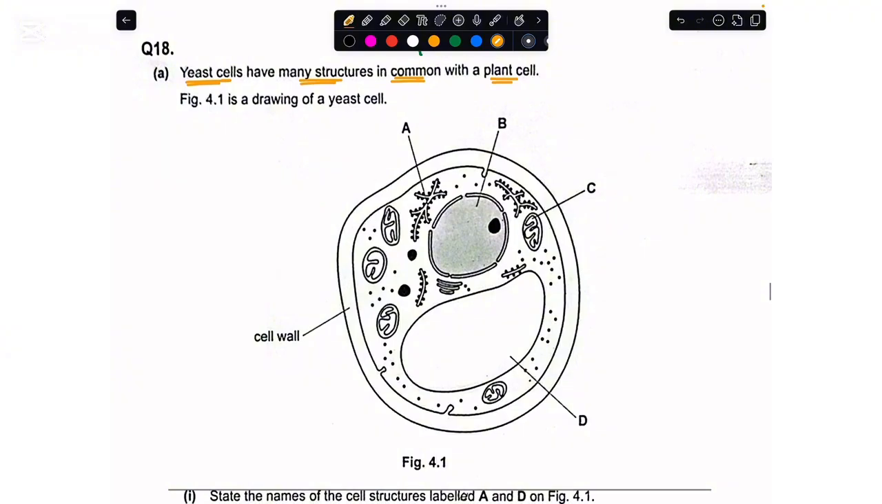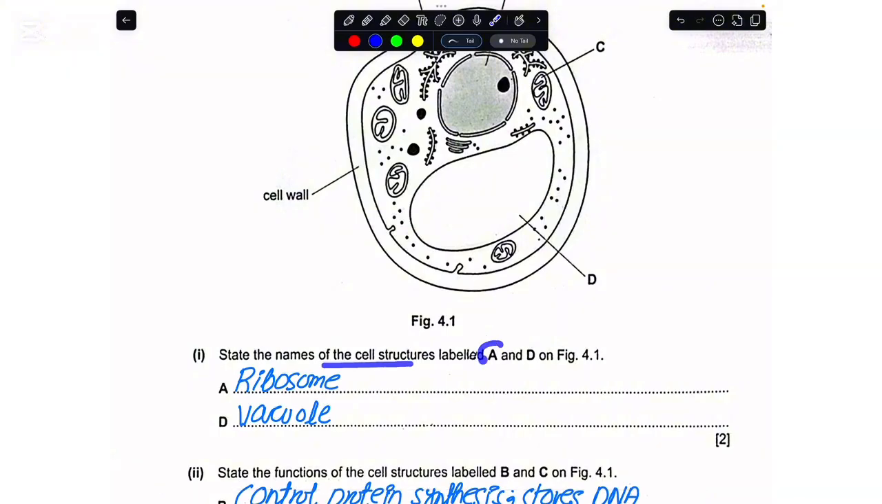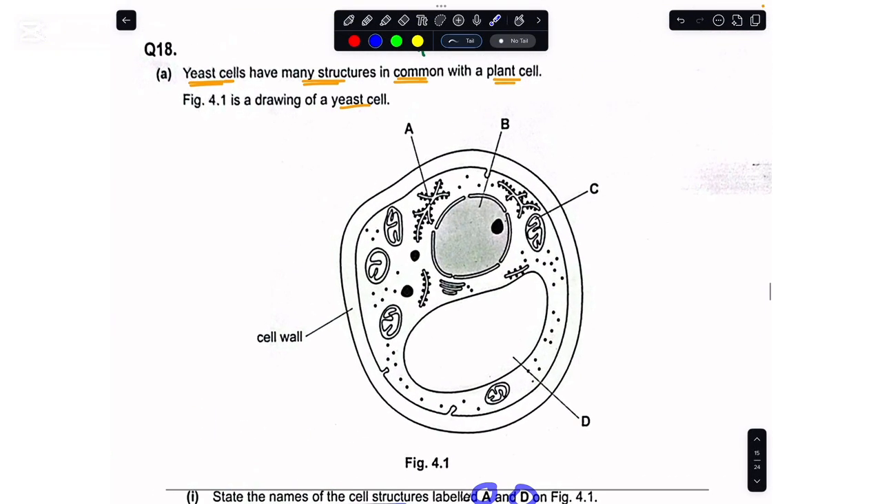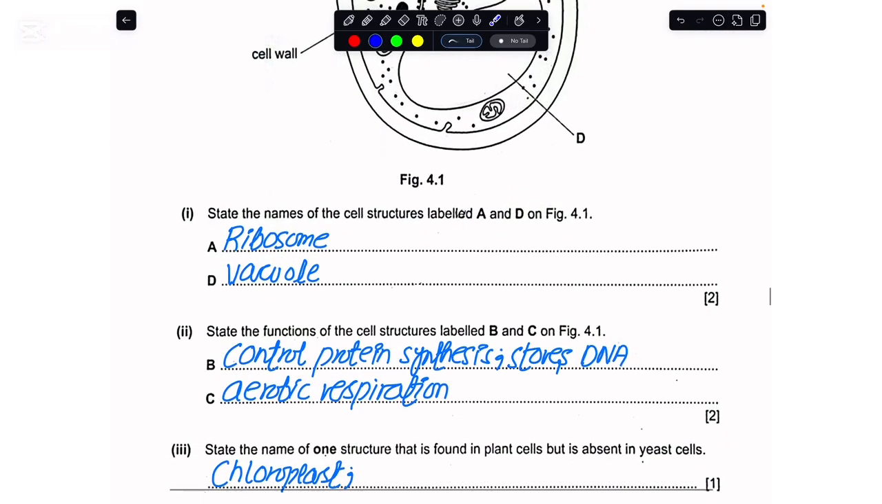If we just try to highlight what we have got in the diagram of the yeast cell, follow the highlighter. Here they have labeled the cell wall. The A that we are given here is the ribosomes or the rough endoplasmic reticulum. The B is the nucleus. The C is the mitochondria. And the D that we have here is not the large permanent vacuole, but we would call this the sap vacuole. They say state the names of the cell structures labeled A and D, and I have already done it. A is the ribosomes or the rough endoplasmic reticulum, and D you would call the vacuole or the sap vacuole.